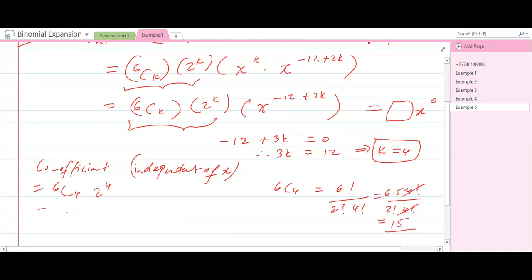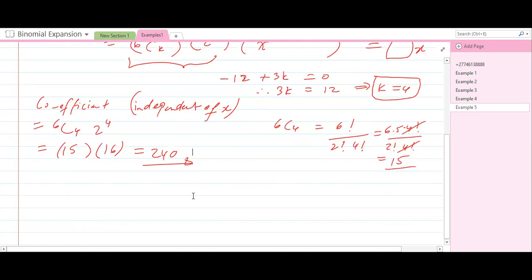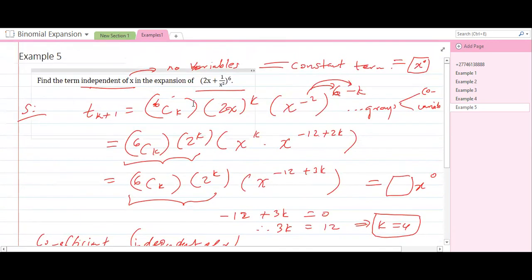So what we're doing here is 15 times 16. 15 times 16, you should get 256, which is 16 squared, and then subtract 16, you should get 240. 240. That is your final answer. So guys, this is the way to solve it. The long method is expanding this entire thing using Pascal's triangle and figuring it out, right?